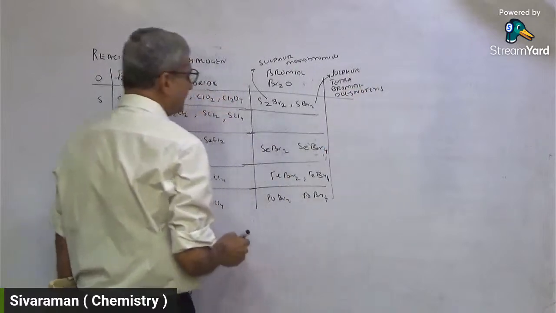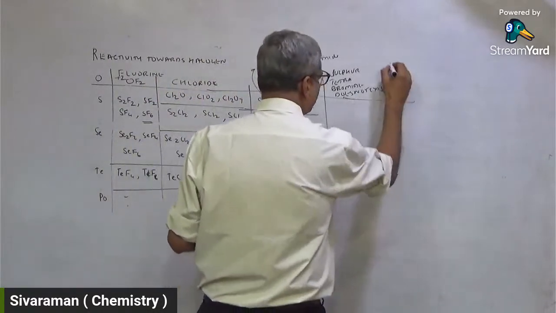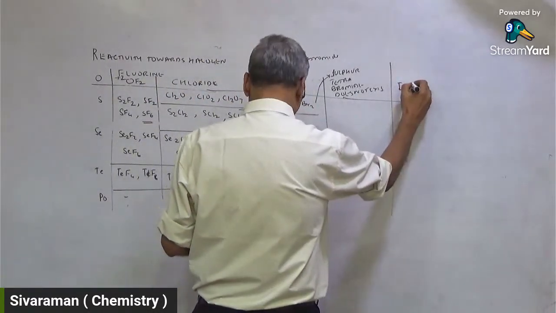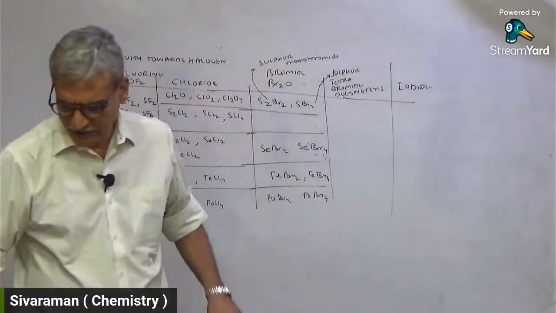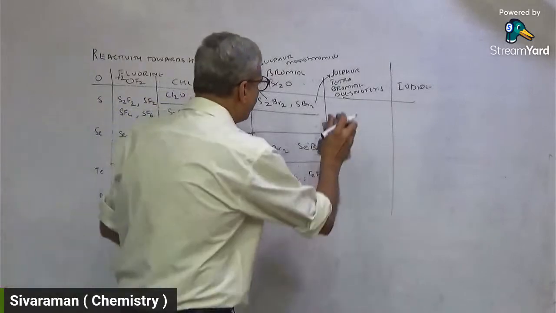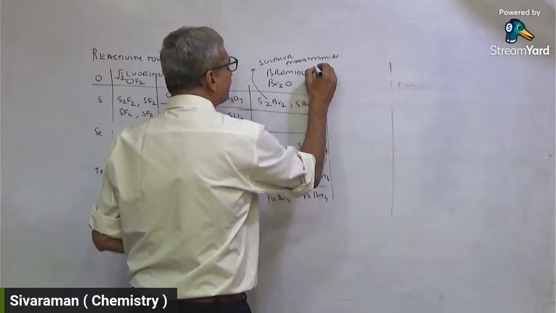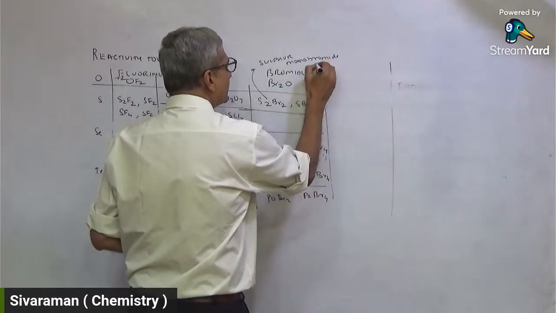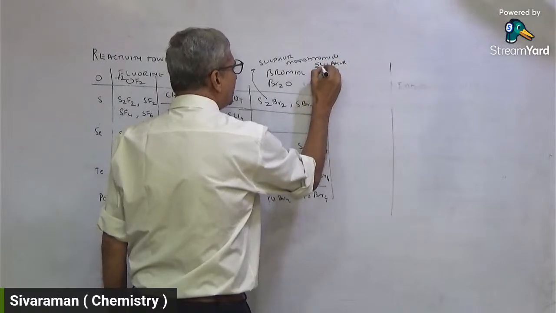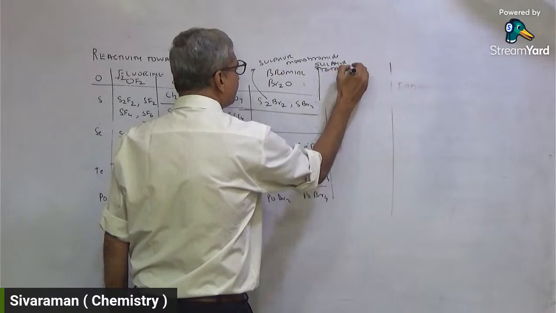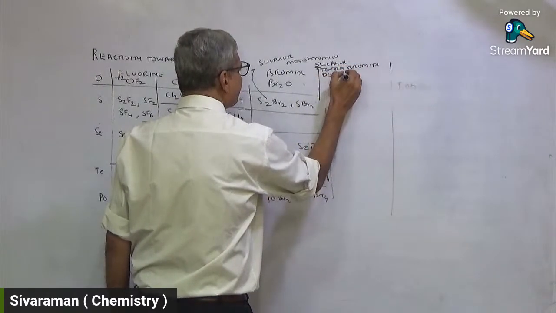Okay. Then when we come to iodide, I'm sorry, I've taken this. I'll write it properly, otherwise it looks horrible. So here, sulfur tetrabromide does not exist.